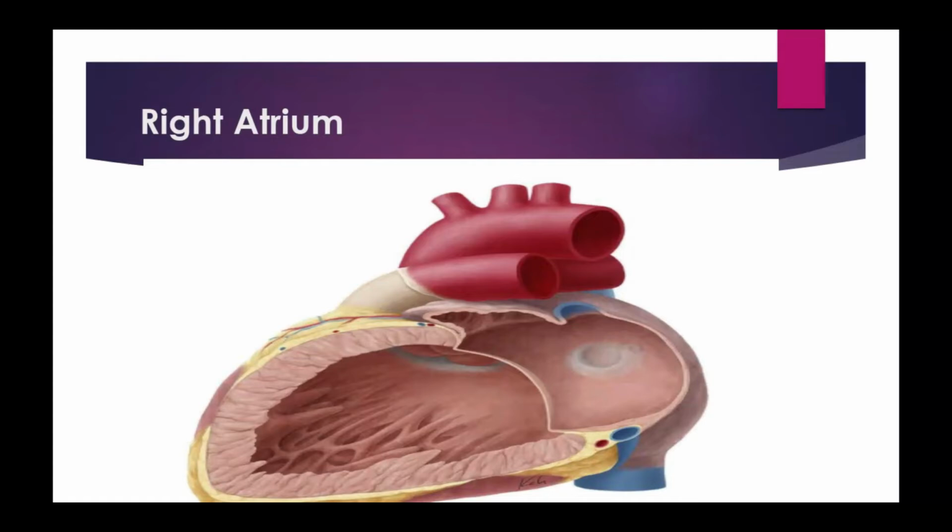Sulcus terminalis extends from the superior vena cava to the inferior vena cava. Along the right border of the atrium is a shallow vertical groove. The sinoatrial node is situated near the upper part of the sulcus terminalis.